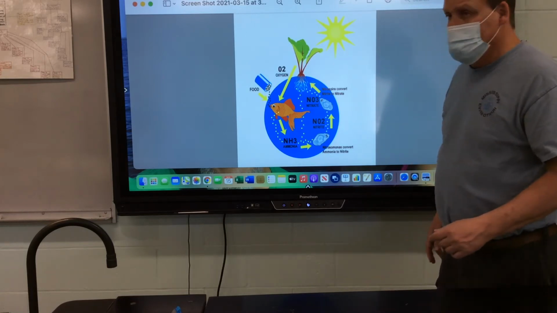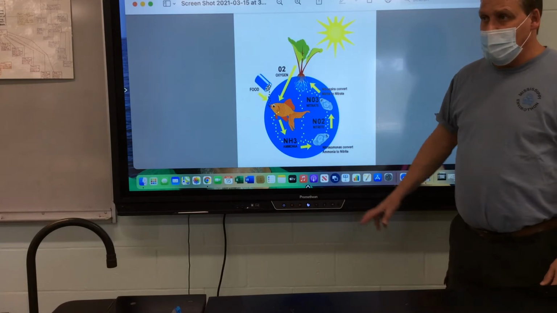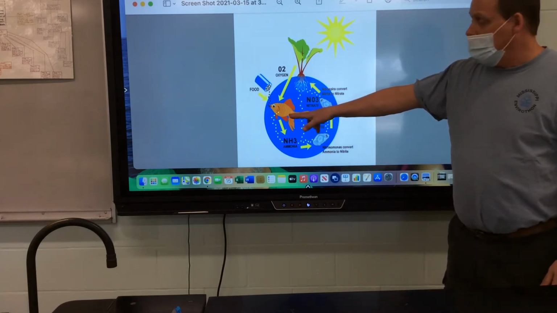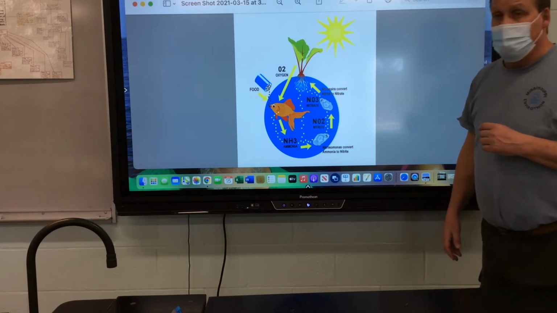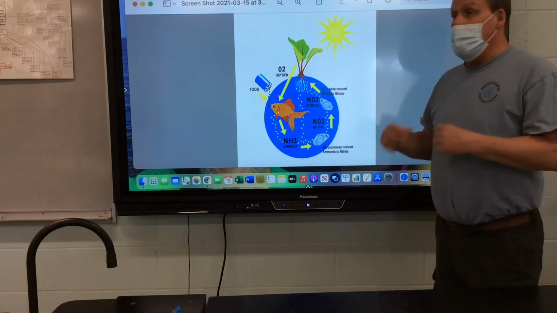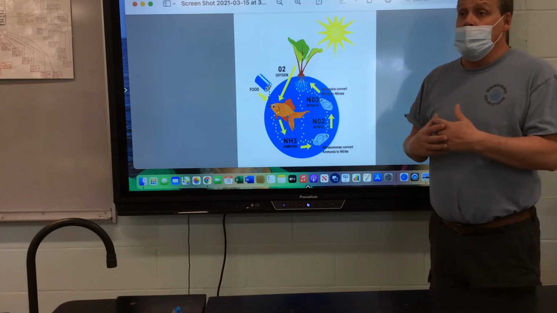They make ammonia. Does anybody notice on this diagram where the ammonia is coming out of the fish? Owen? From the fish's gills.